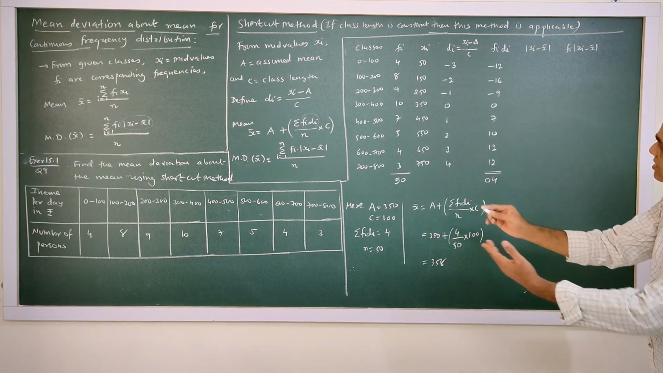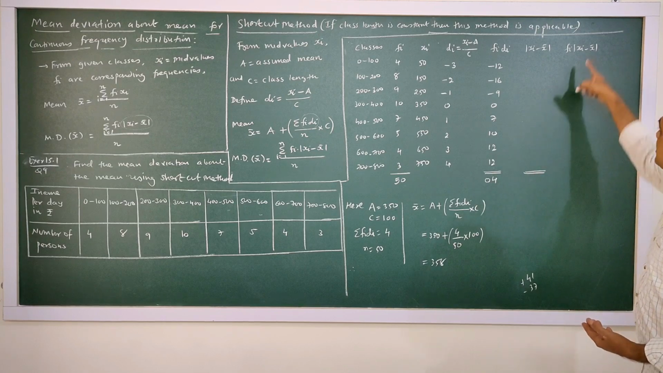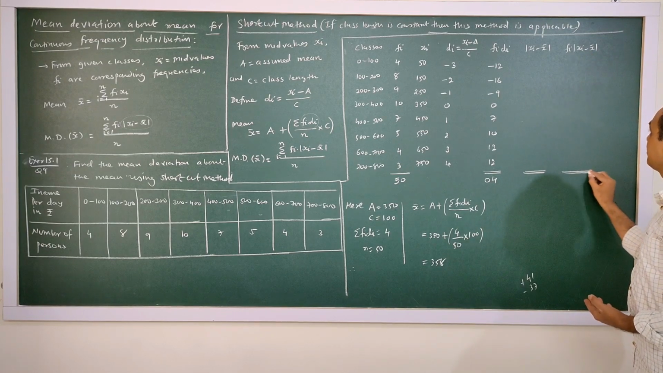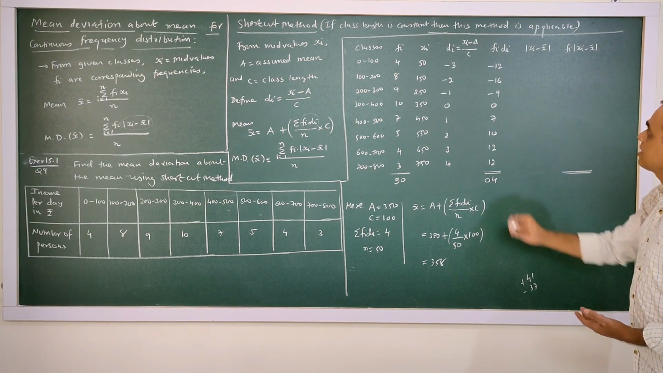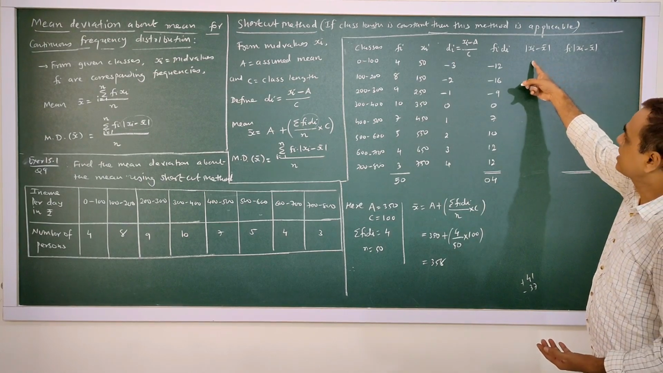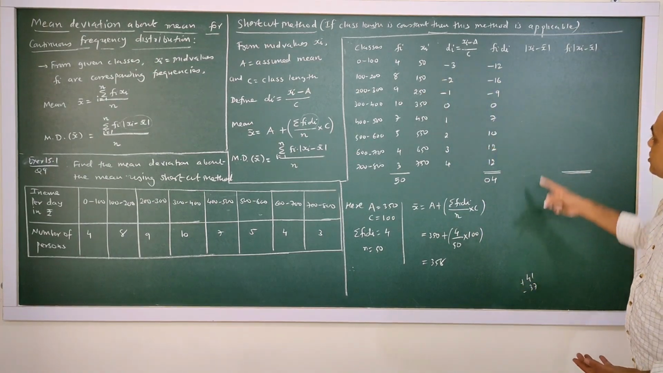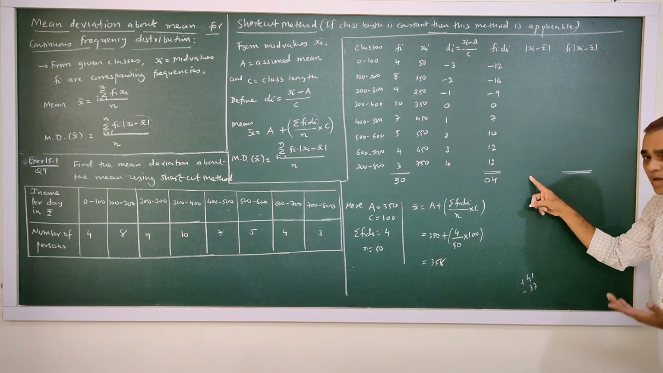So as we did in the first part, sum of these numbers we will give here. Sum of these numbers is not required here. And here modulus xi minus x bar. So as we did in the last question, I give here the values.